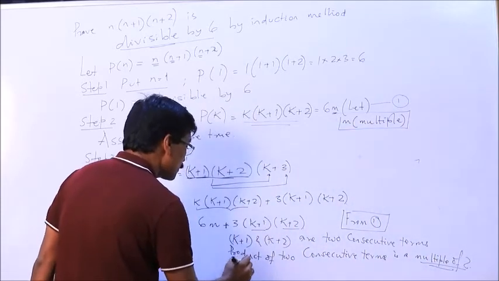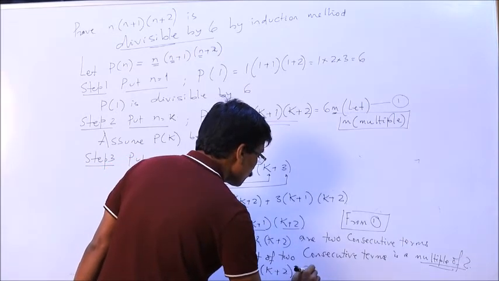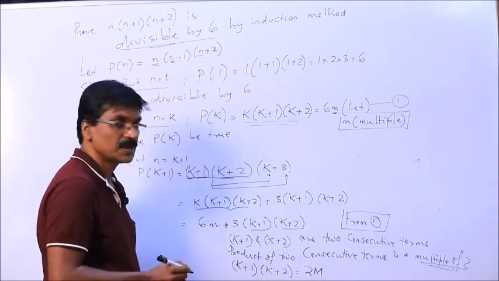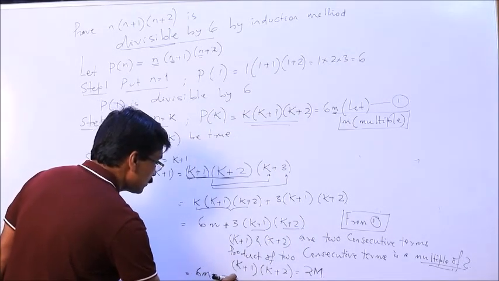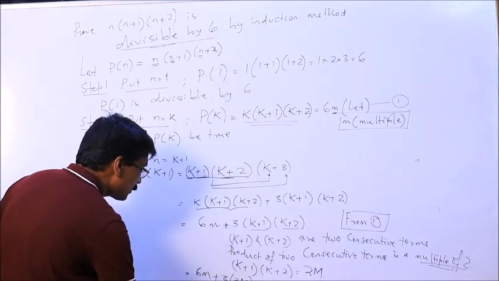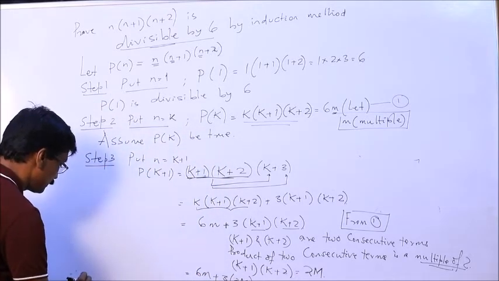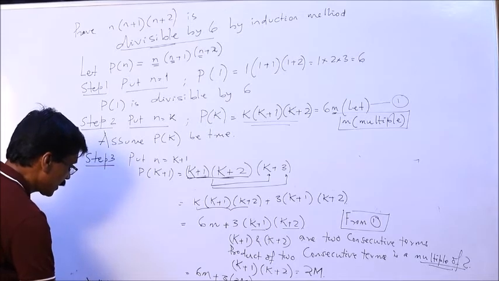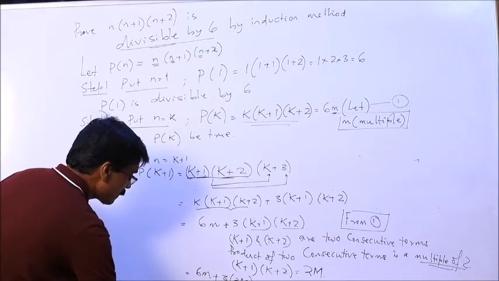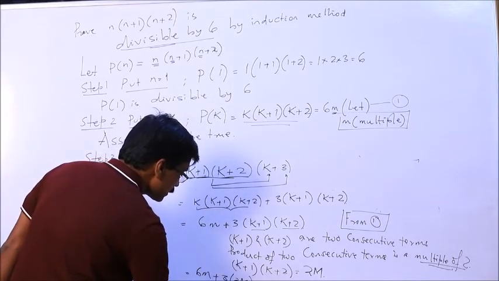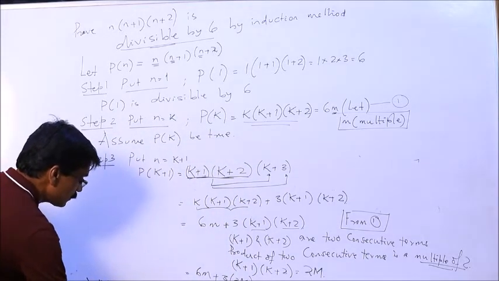So, k plus 1 into k plus 2 is equal to 2m, that is a multiple of m. So, that is equal to 6m plus 3 into 2m. So, by taking common, 6 into m plus m. So, this implies P k plus 1 is also divisible by 6.